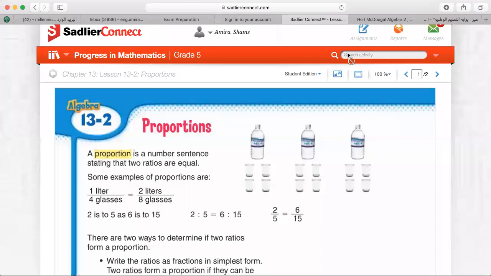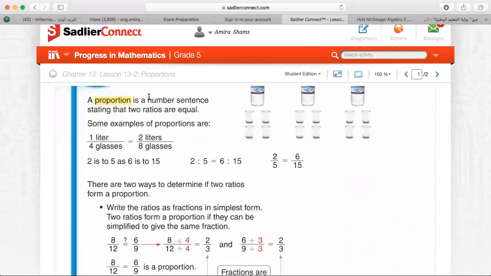We have a new lesson, chapter 13, lesson 2. The name of the lesson is proportions. It is related to the lesson that we have studied yesterday, which is ratios. What is a proportion? A proportion is a number sentence stating that two ratios are equal.